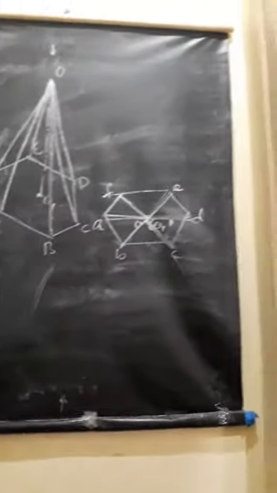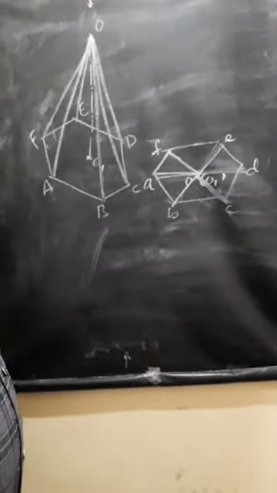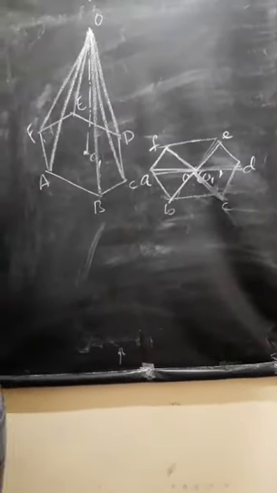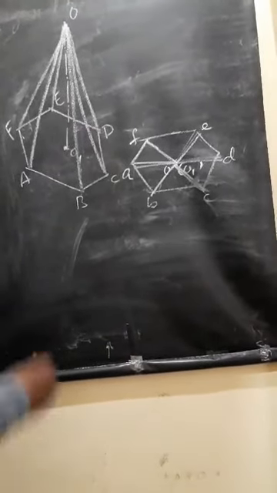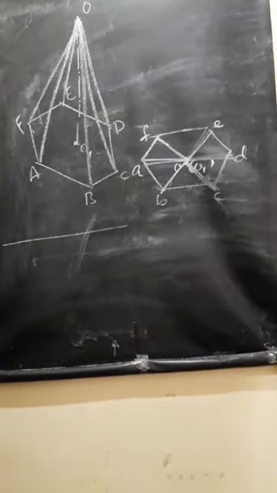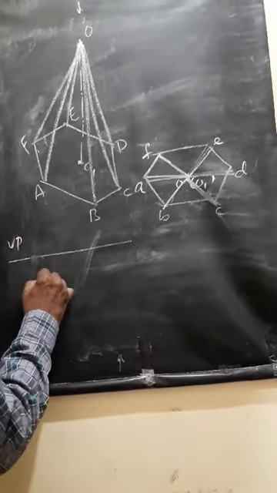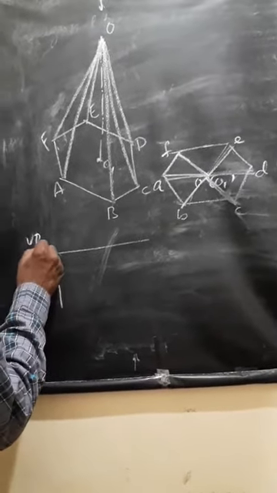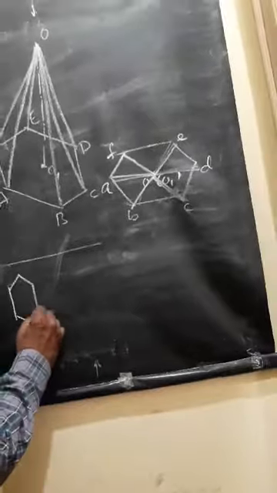How to construct the given polygon? Whether you have to keep one side perpendicular to the XY line, or parallel to the XY line, or at some angle, depends on the question. Suppose in the question the base edge is perpendicular to VP. This line indicates it is perpendicular to VP. So this way I have to construct the hexagon.